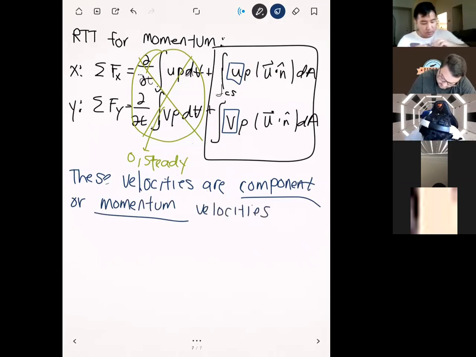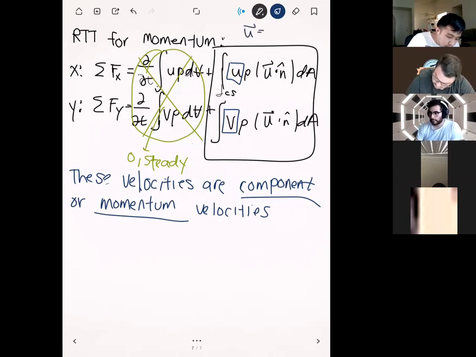The reason I give them these names is because these are the actual components of velocity, right? If we write out our velocity vector, in 2D it looks something like this: our velocity vector is comprised of the x component velocity, which is little u, and the y component of the velocity, which is little v. And so these velocities that I boxed in blue are exactly those velocities. The most important thing is that these velocities here follow the Cartesian sign convention.